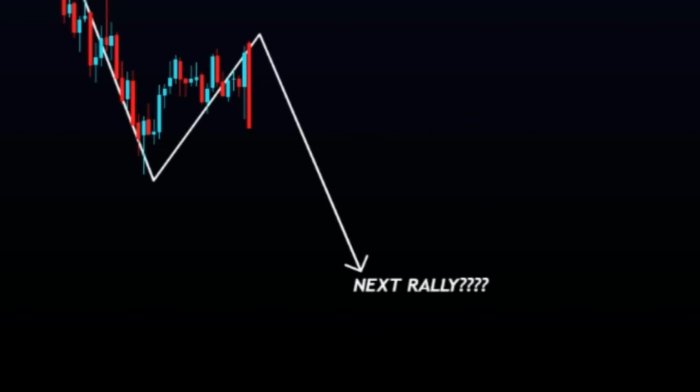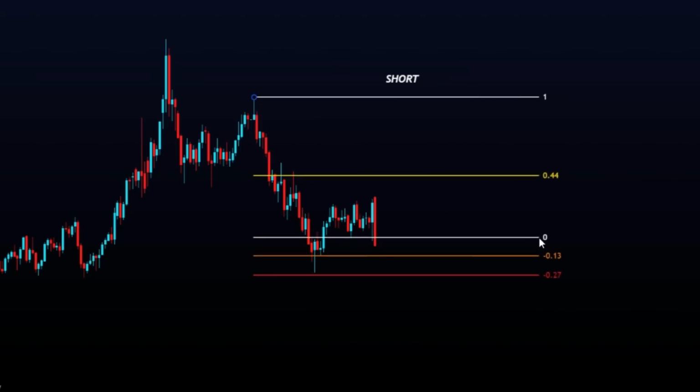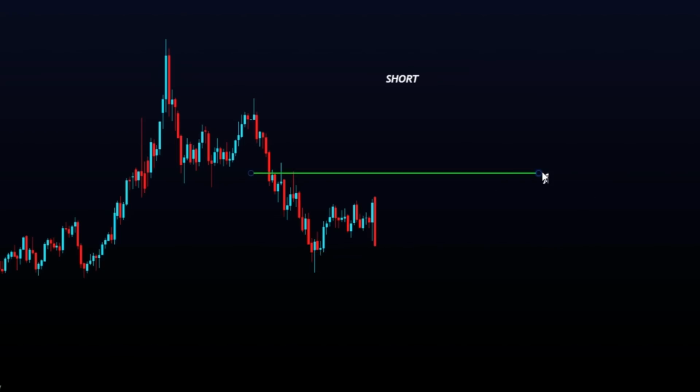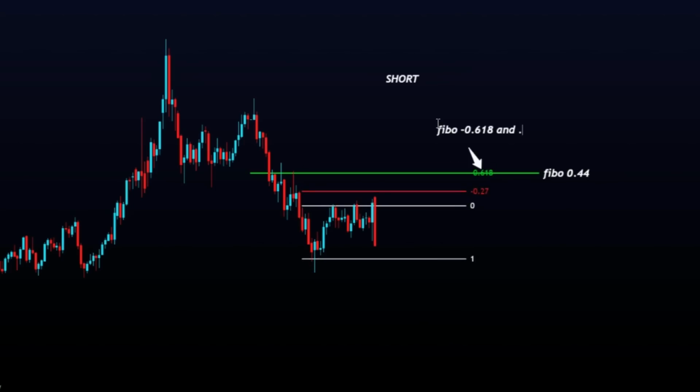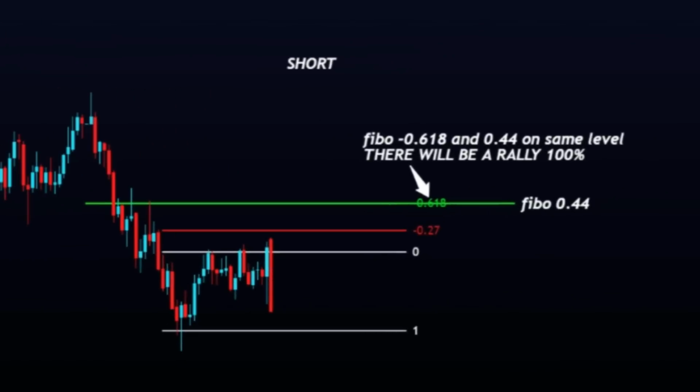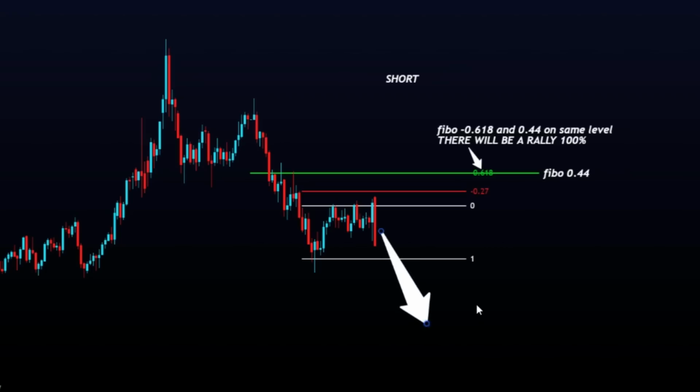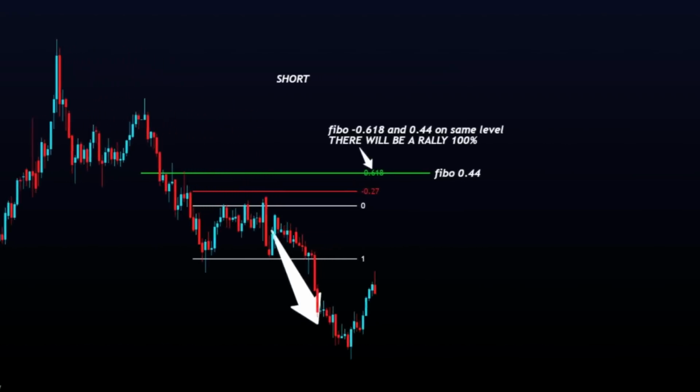Let me show you short position criteria. The market is in a bearish rally, and you're wondering if there's going to be another rally at the end. First, draw Fibonacci 0.44 and mark the 0.44 level. Next, apply Fibonacci correction. You can obviously see the 0.44 level and minus 0.618 are at the same level. It's also important to mention that for bearish trends, 0.44 must be on or above minus 0.618. When this condition is met, there will be another bearish rally with 100% win rate.